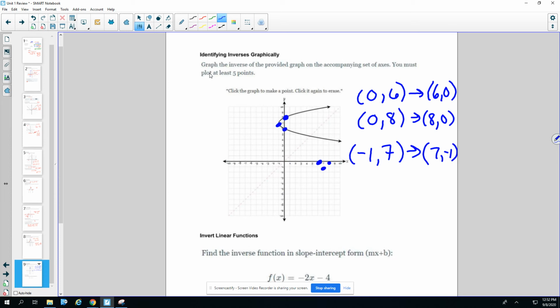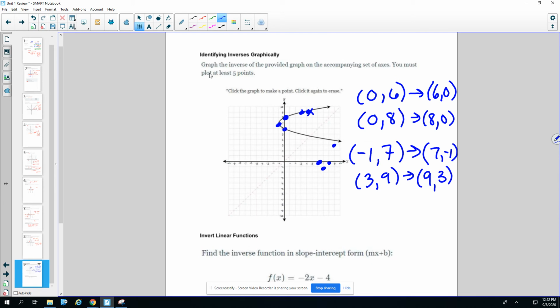And then I'll pick some that are out in the tail. So maybe I pick this point, which I can't even see on the grid, so I'm going to look at my answer key here. Looks like it's 3, 9. So it's kind of hard to see where it was. Actually right here. So 3, 9. And that goes to 9, 3.